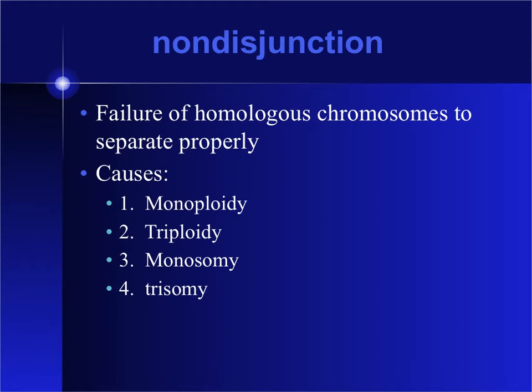Sometimes when chromosomes are dividing during anaphase, they do not divide properly, and that process is called non-disjunction. And it can cause a few different issues. It can cause something called monoploidy, triploidy, monosomy, or trisomy, and we'll talk about what each of those things means on the next few slides.